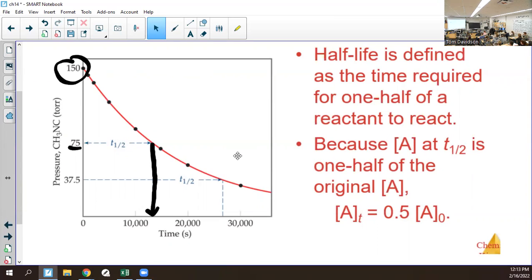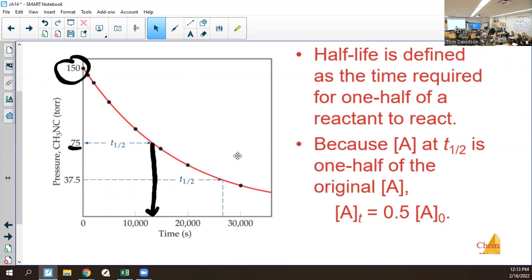Okay, so half-life, there's the definition. The concentration of A at t 1/2 is 1/2 of the original, so [A]t equals 0.5 [A]0. That's not impossible, correct? So [A]t means the concentration of A at a specific time, and this is half the time, or the half-life, it's equal to 0.5 of the concentration of the original. Kind of all right so far?